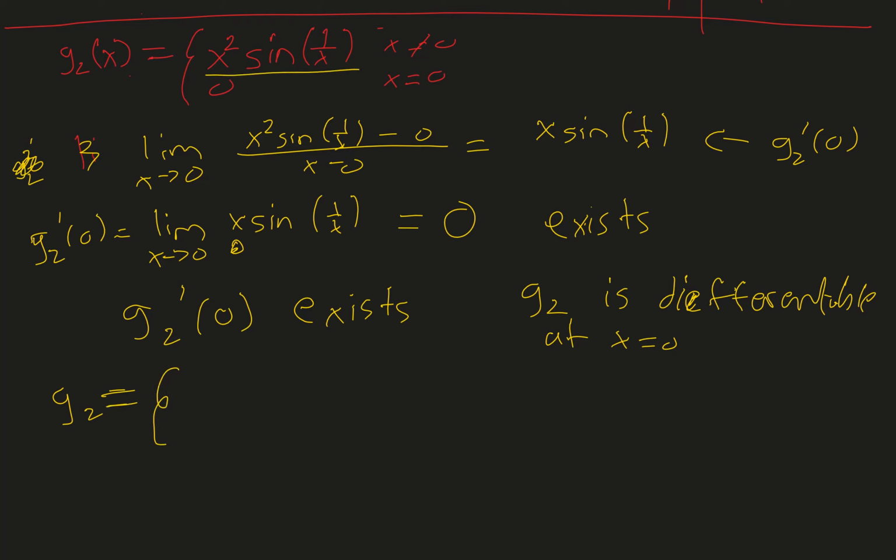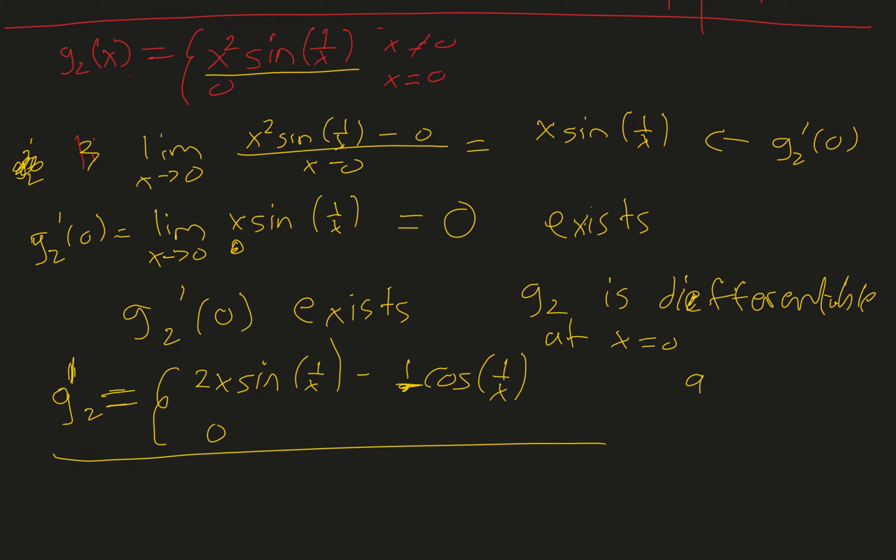Let's just differentiate this function by the chain rule. We simply get 2x sin(1/x), and the other term we get minus cos(1/x), and 0. So this function is differentiable everywhere. One more important thing before we wind up this video: let's see if this g2 prime is continuous.